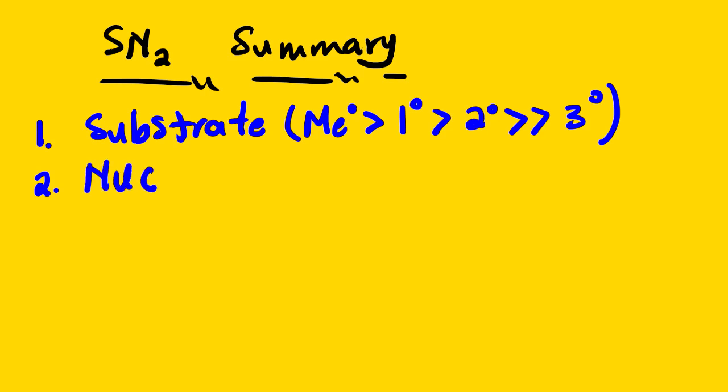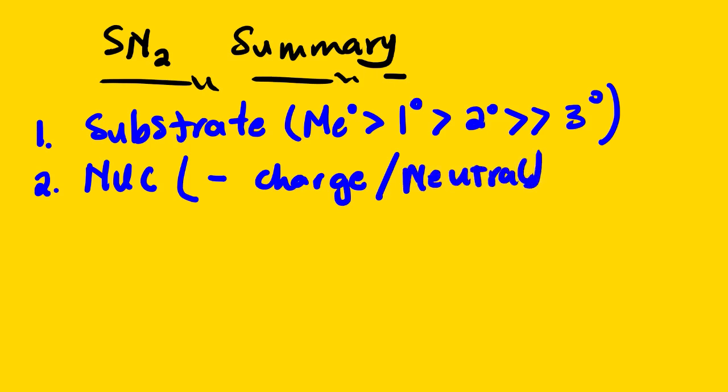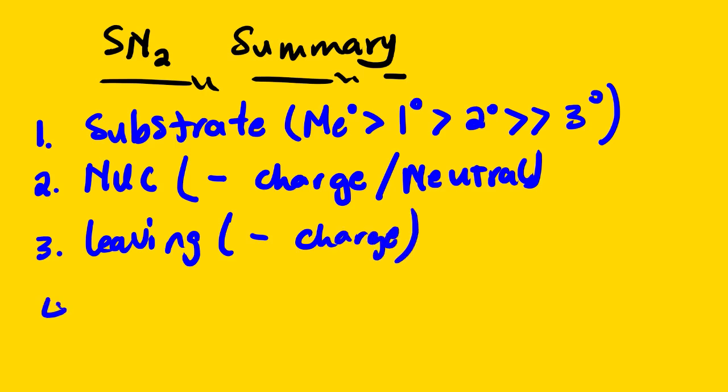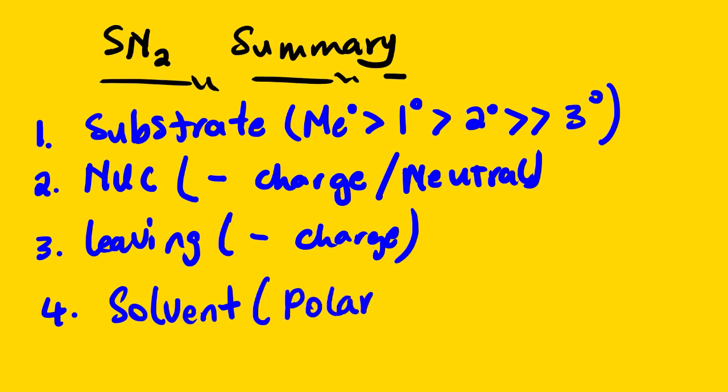And then we have nucleophiles. Good nucleophiles, in most cases, have a negative charge, or some of them are neutral, but they do not have a positive charge. Then we have a leaving group. In most cases, a stable leaving group will have a negative charge. And then lastly, our solvent, in which the reaction will proceed, must be polar and aprotic.